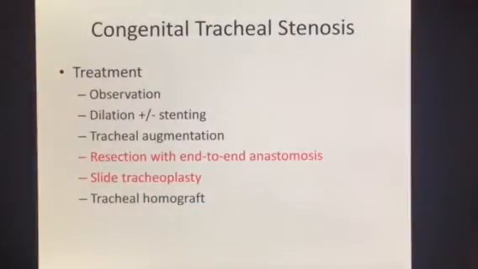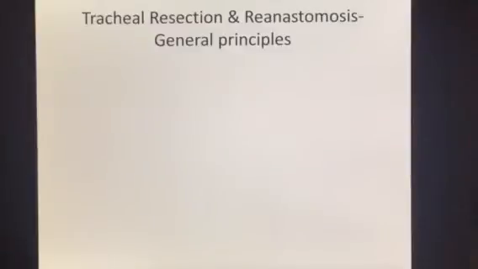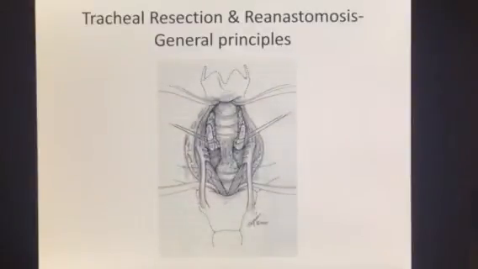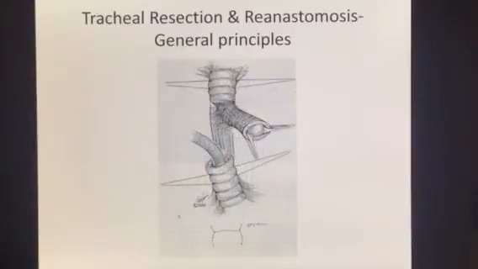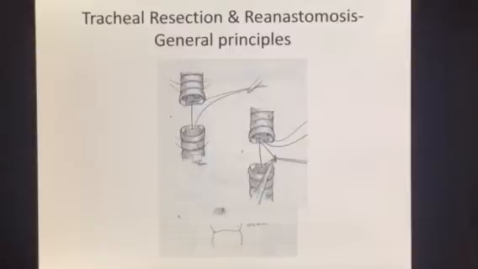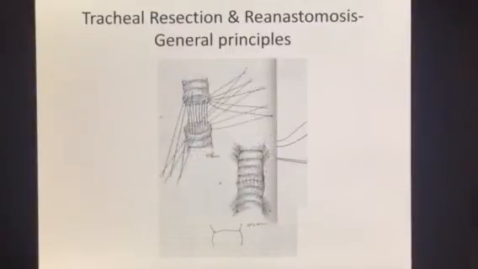In congenital tracheal stenosis, there are a couple different options. So observation is always an option, dilation or stenting. As we touched on earlier, this would be conservative management. Resection with end-to-end anastomosis or slide tracheoplasty is what we'll be talking about here. So tracheal resection and reanastomosis, the general principle is that there is a segment of stenosis that you cut out and then you reanastomose the distal segment to the proximal segment using sutures.